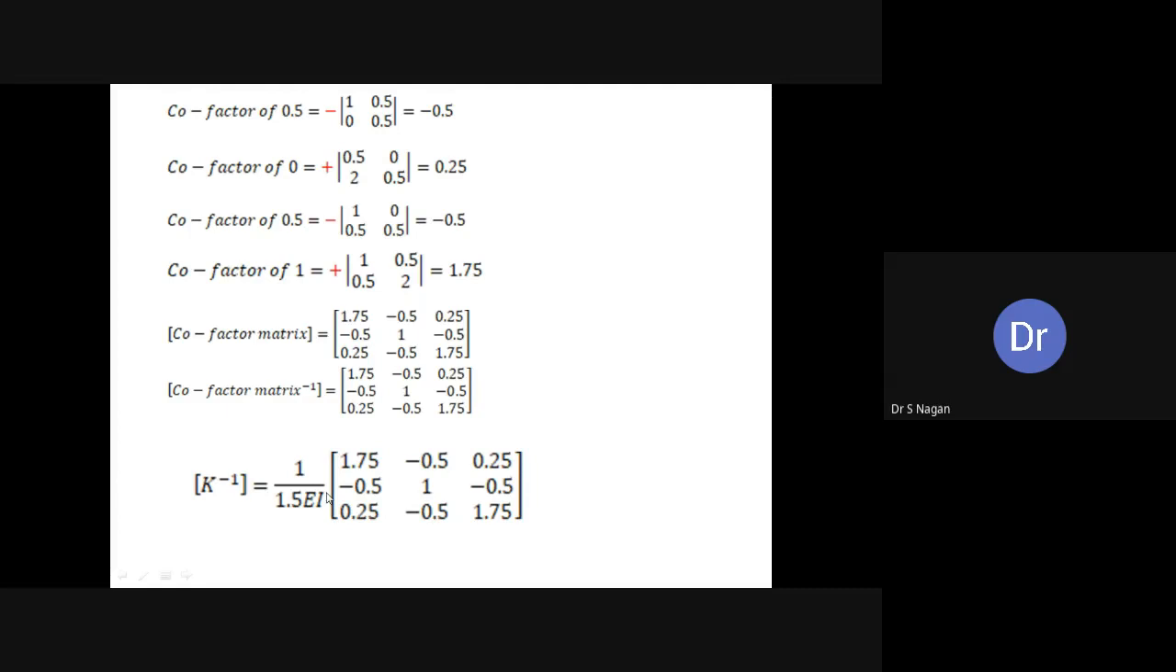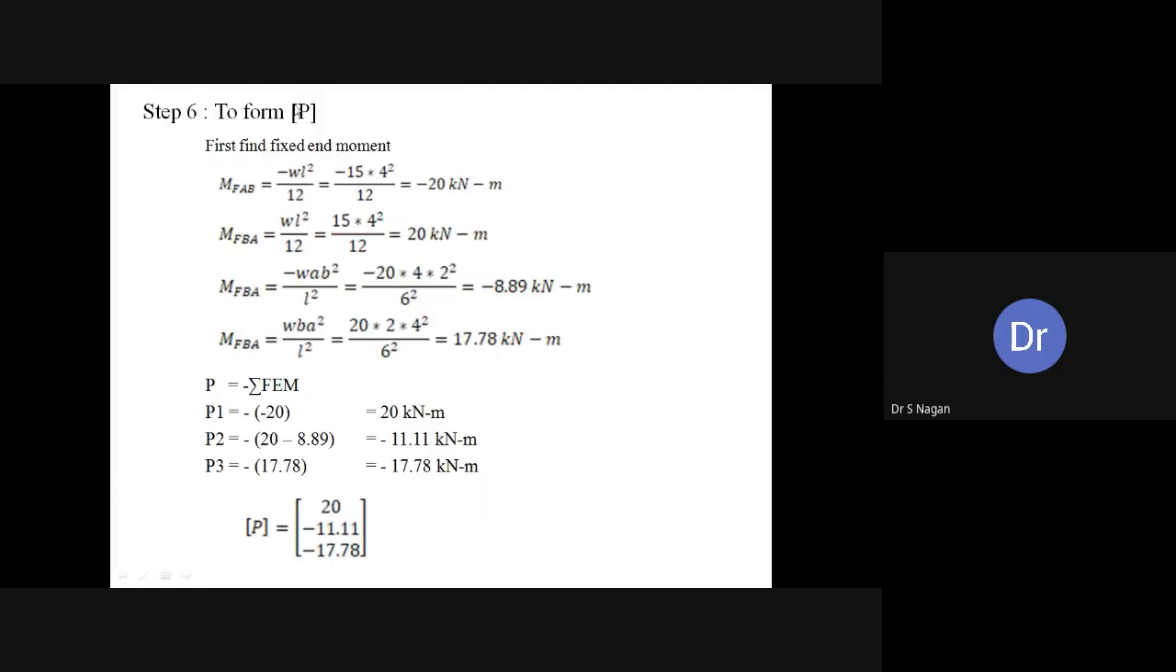So after finding K inverse, the next step is to form P. To form P, first find the fixed end moments. First find the fixed end moment due to applied load. In span AB you have UDL, so minus WL squared by 12 and plus WL squared by 12.